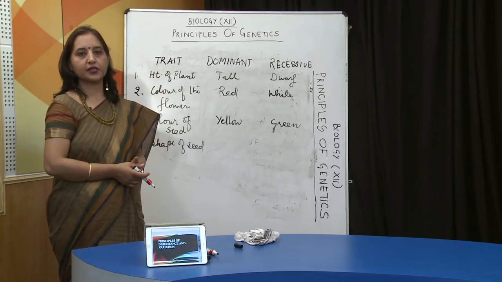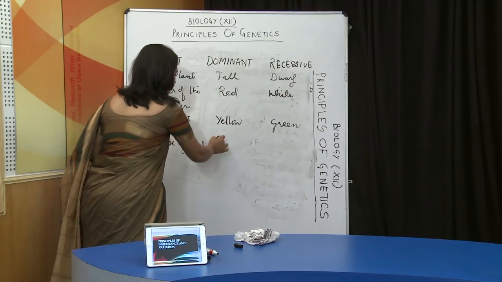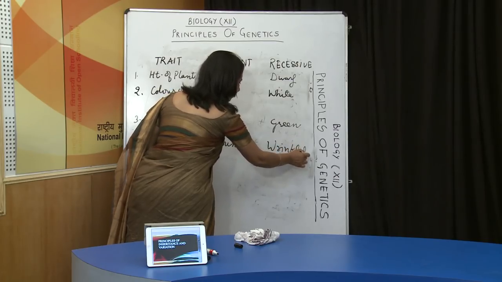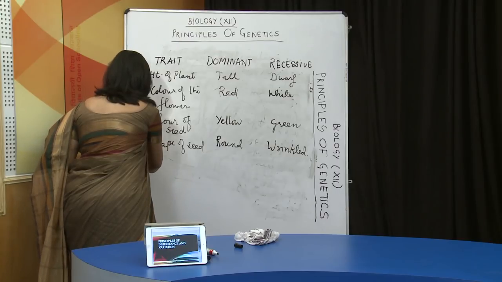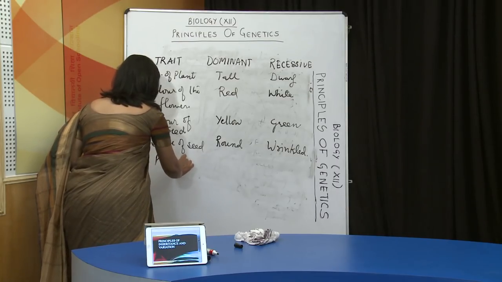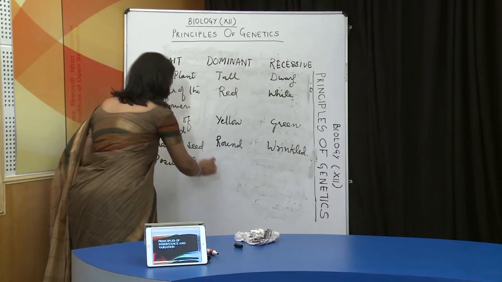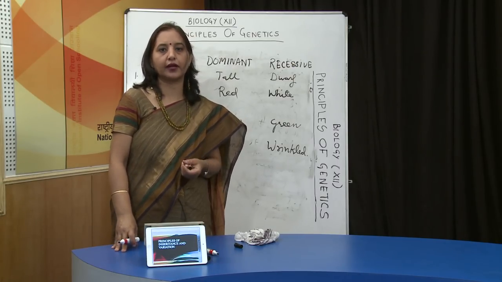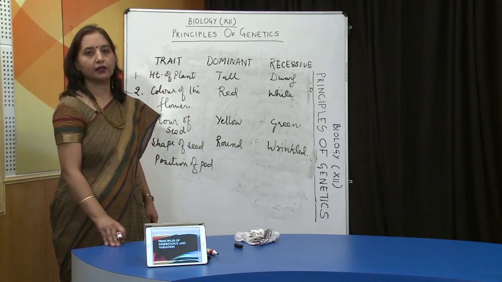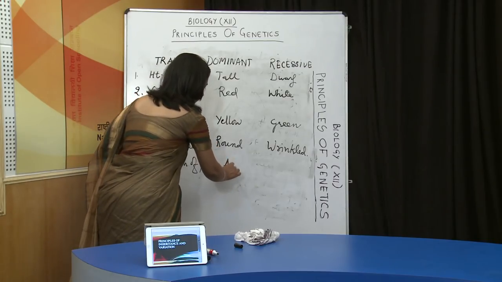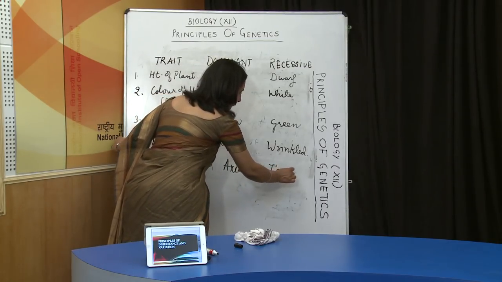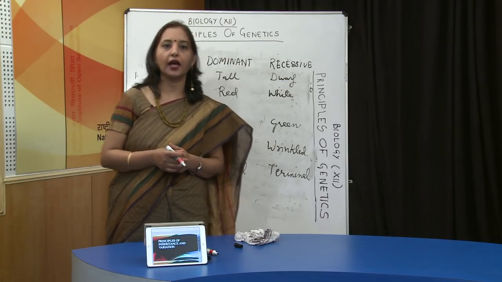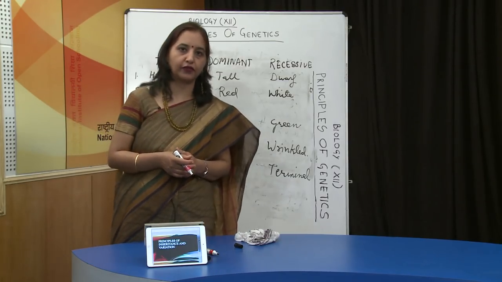Shape of seed: some seeds were round and some were wrinkled, and the round shape was dominating over wrinkled. The next trait was position of pod. Pod is the fruit of the pea plant wherein the seeds are found. So position of pod was another trait that Mendel studied, and axial condition was dominating over terminal condition. Axial condition means when the pod is in the axis of the leaf, and terminal condition means when it is found at the tip of the plant.